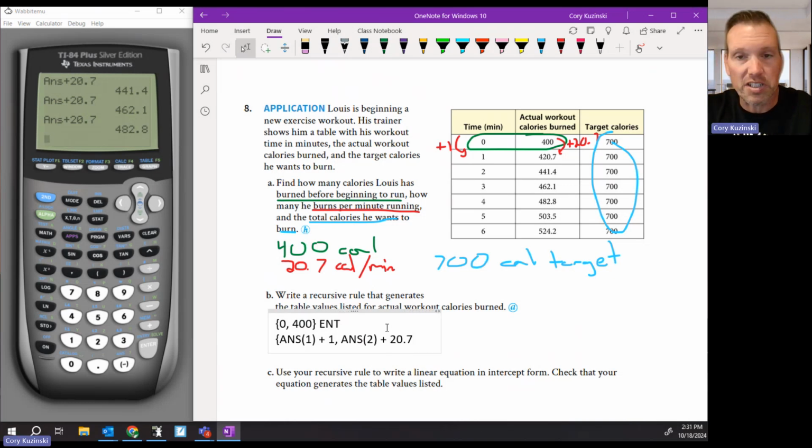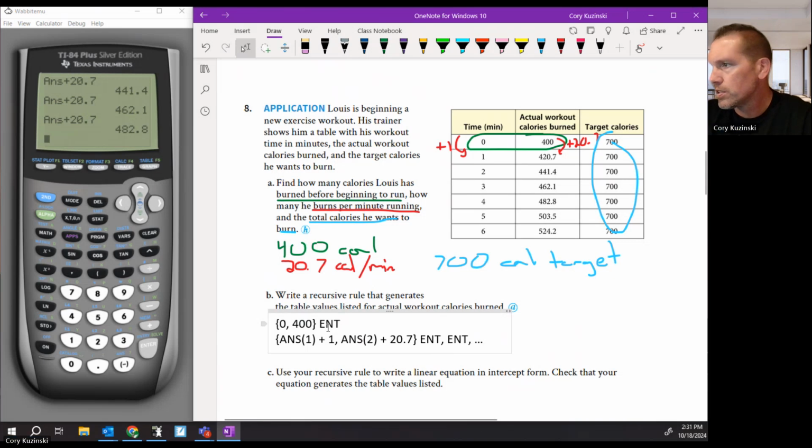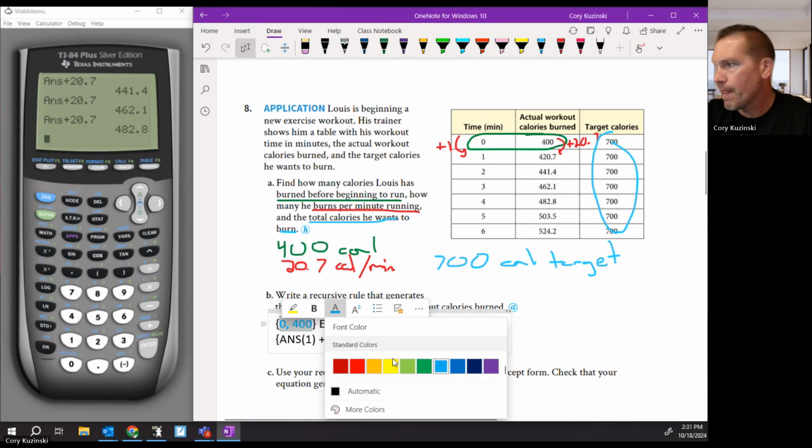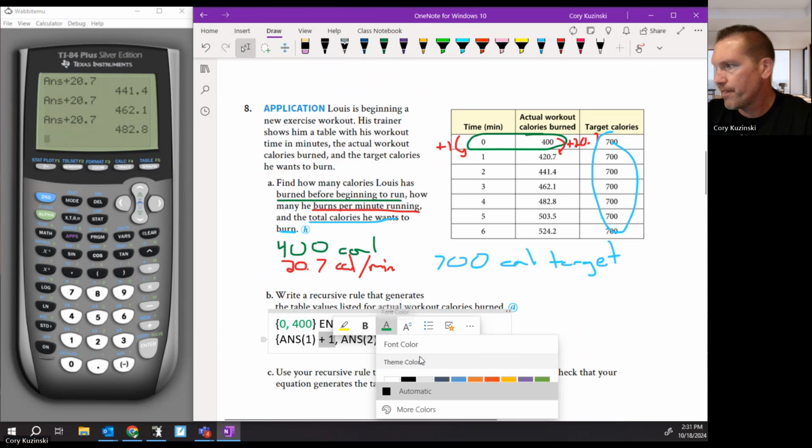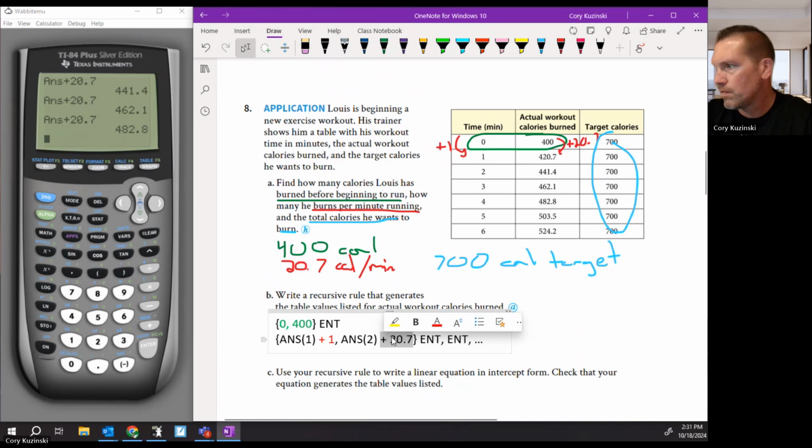That is almost exactly what I was burning per minute yesterday. I was doing 20.1, so I wonder if Lewis was running faster than me. Maybe he's a bigger guy than me. Enter, enter, enter. There we go. So we got our starting amounts here. Oops. We've got our changes right here. There we go.